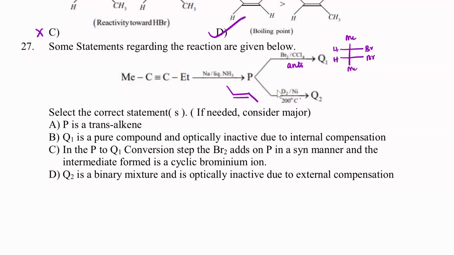With D2 and nickel, it is going to be forming D and D here, methyl and methyl here. And see in this erythro, there is a plane of symmetry passing through it. So that means this is meso. While here it will have plus and minus, so that makes it a racemic mixture.